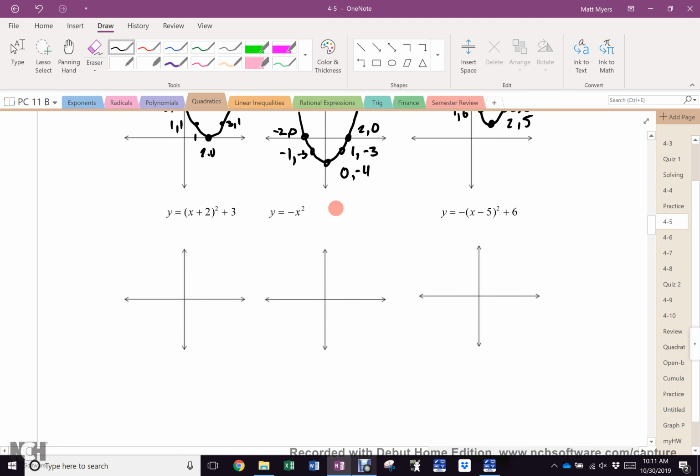Now, you attempt just this one. Do not touch these 2 yet. Just attempt this guy. Go. Label it 5 points. Vertex and the first 2 on either side. Go.